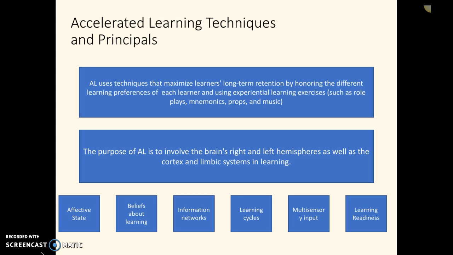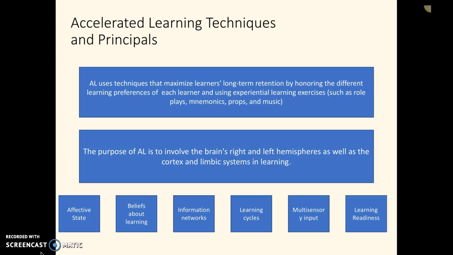So again, the purpose of accelerated learning is to involve the brain's right and left hemispheres. Involving different parts of the brain and their functions makes learning more natural. Several principles for trainers can be implemented during training to do that. One, the affective state, which means eliminating stress or fear and reducing anxiety for people. Beliefs about learning help participants believe they're able to accomplish it and raise their self-efficacy towards learning.